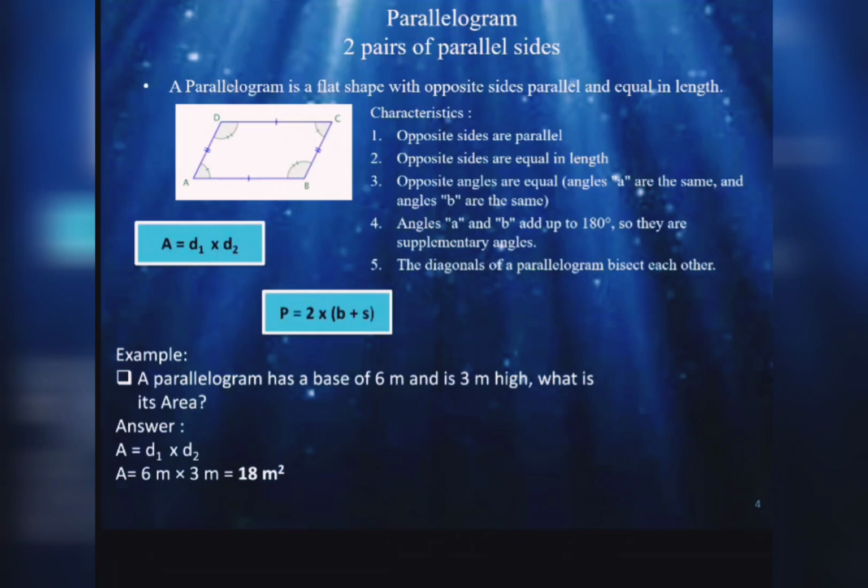The formula of a parallelogram: the area is diagonal 1 times diagonal 2. The perimeter is 2 times base plus side. And here is an example problem for parallelogram. A parallelogram has a base of 6 meters and is 3 meters high. What is the area? The answer is 6 times 3, which is 18 meters squared.